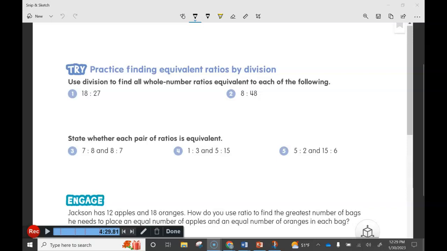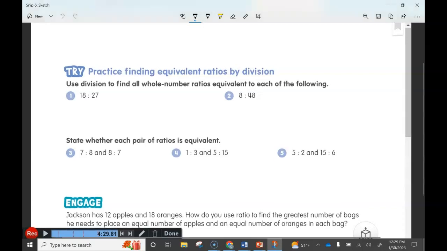So let's take a look at number 1. And we can see that this is on page 188. So you can divide both numbers. It has to be a number that goes into both of them. So we're going to divide both 18 and 27 by 3. 18 divided by 3 is going to be 6. 27 divided by 3 is going to give me 9. So the ratio of 6 to 9 is equivalent to 18 to 27.